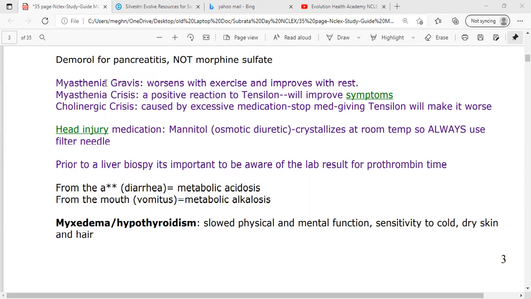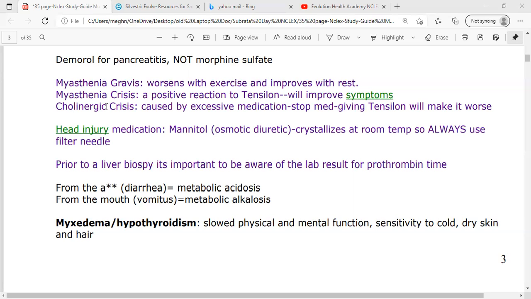In case of myasthenic crisis, we go for the test called the Tensilon test. A positive reaction to the Tensilon means the symptoms improve, and it means the patient has myasthenic crisis.